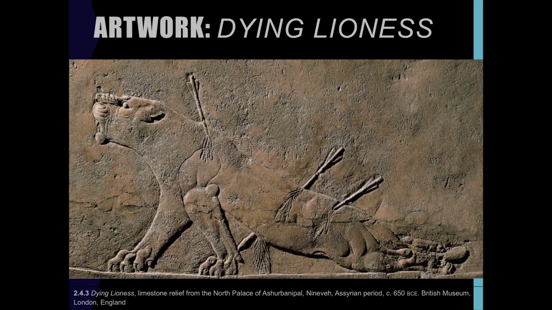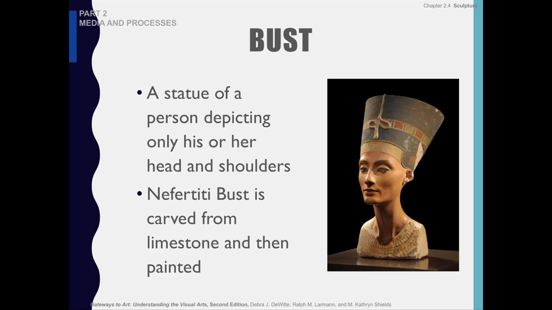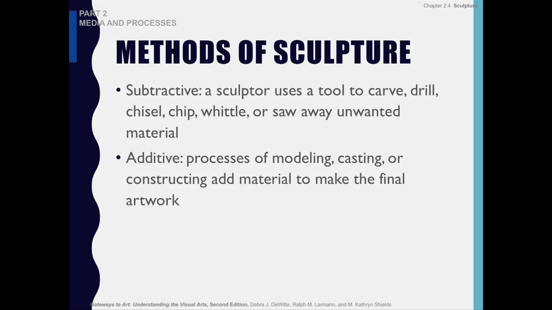Now relief can be a low relief or it can be a high relief. But either way, the relief has a support, so you can't just walk completely around it as you would with an in the round sculpture. Now a bust is basically a sculpture that's a portrait of a person from the shoulders up, typically someone of authority and power. All right, so let's look at methods of sculpture.